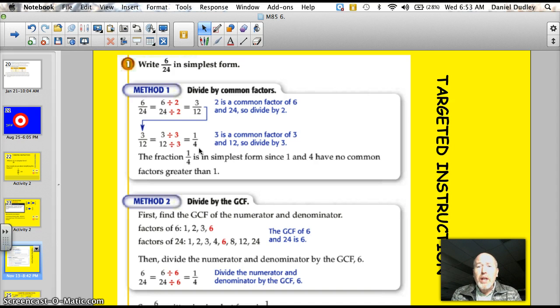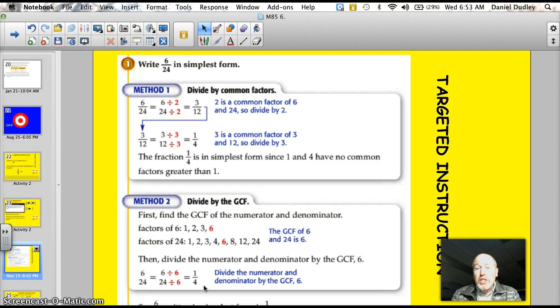If you know what the greatest common factor is, that's the largest shared number, you can do it in one step. Take a look at this same example, 6/24. By knowing that the greatest common factor of these two numbers is 6, you can do it in one step. 6/24 divide by 6 and you get 1/4. The answer will be the same no matter how you do it.